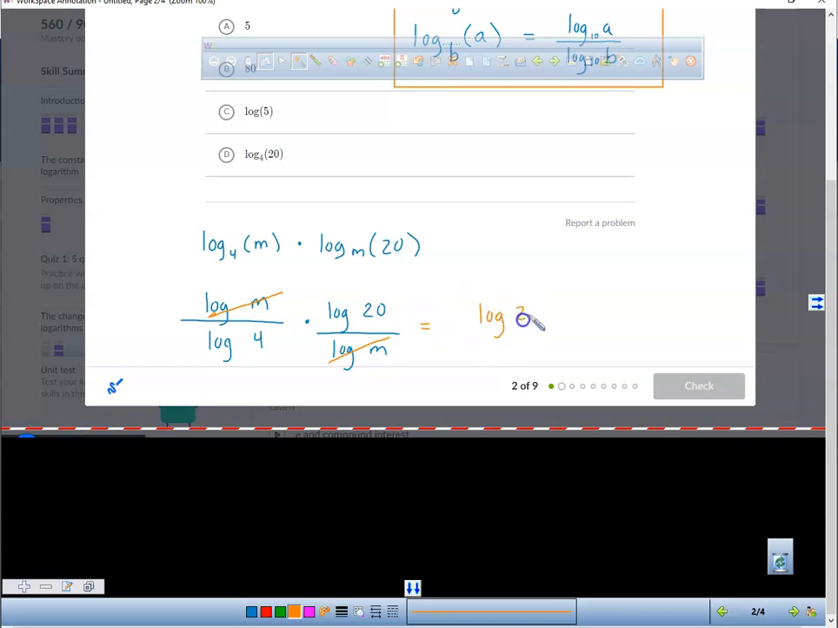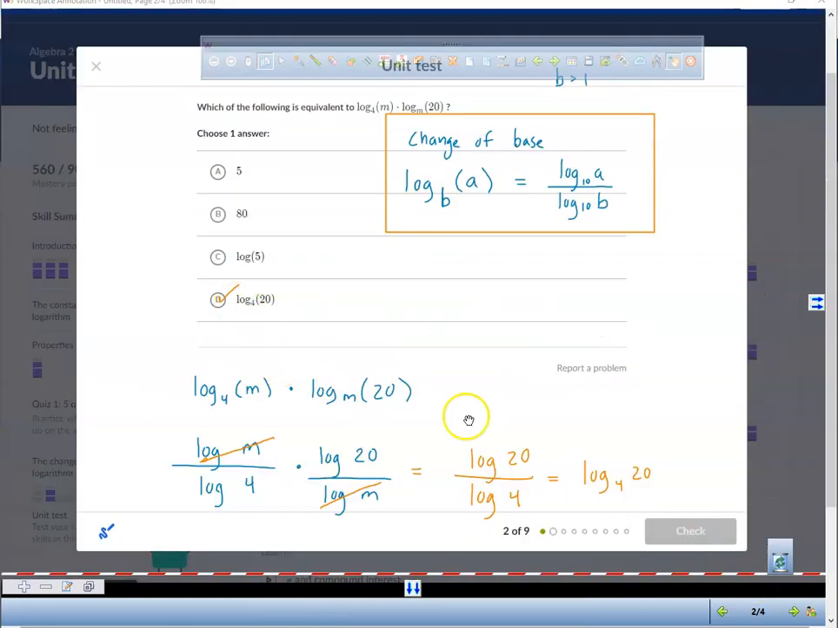So now what do I have? I have log of 20 over the log of 4, but if I use the change of base formula, let's put it back into this form. Boom. There it is. So we went from this to this, back to this. I'm going to pause the video to give people in my class a chance to write them down, because that's a pretty important concept. All right, so I'm going to choose answer choice D.